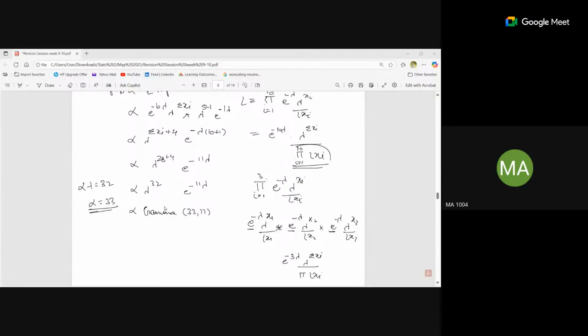Okay, fine. Let's proceed. Now, how do you calculate the posterior mean? What is the formula? Alpha by beta. Alpha divided by beta, 33 by 11, which is coming out to be 3. Is the question clear to everyone? Yes, ma'am. Okay. Do you have any doubts in this, Anukriti? No. Okay.